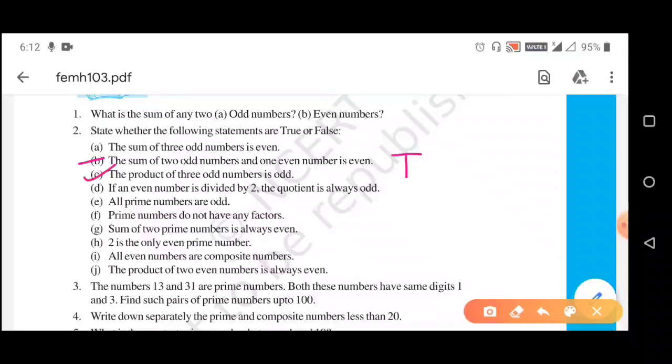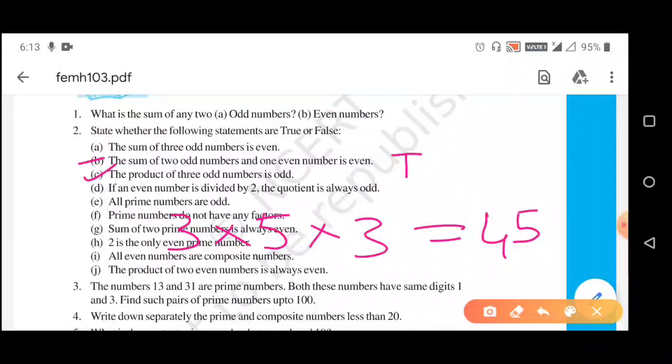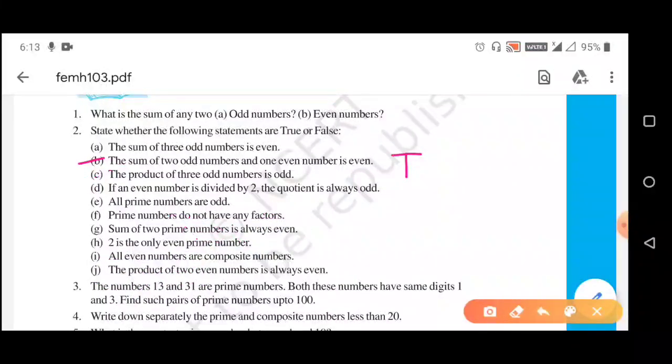Point number C, the product of three odd numbers is odd. So three odd numbers. Now the product is 45. If we take some more odd numbers, suppose 5 into 7 into 1, 35, odd. So if we find the product of three odd numbers, then the answer will be odd. So here it is true.